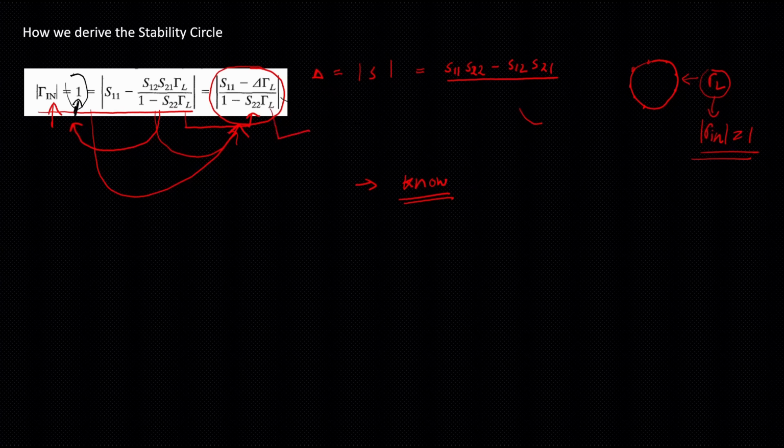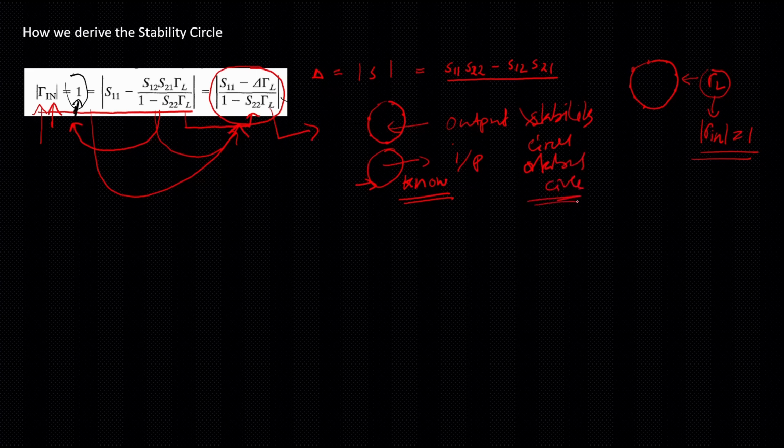As I have said, each point of my circle will give me some value of gamma L, and if I design my amplifier with that gamma L, then that will result in my gamma in equal to 1. So it is on the gamma L term, or gamma L comes for our output part. So that is our output stability circle, and we can do the same thing for our input stability circle, right?